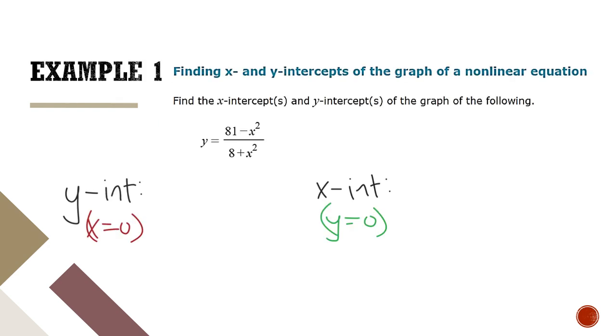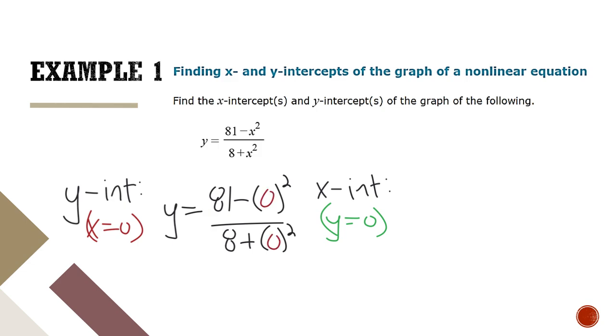So to do this rational function, which is not a polynomial or anything, it's two polynomials over each other, we're going to find both the x and y-intercepts. Remember the y-intercept, plug in 0 for x, and that's the easy one. And this one gets a little bit more difficult, but not too bad. So we have y equals 81 minus x squared over 8 plus x squared, and we're plugging in 0 for that value of x.